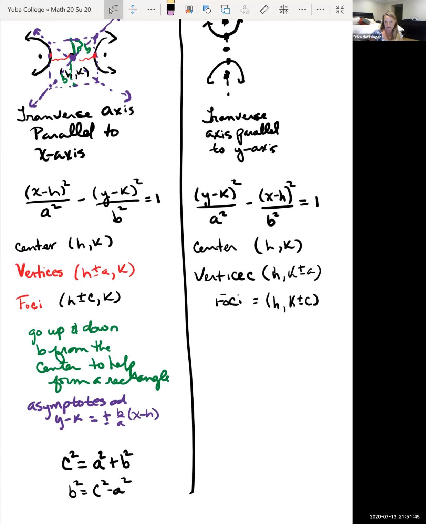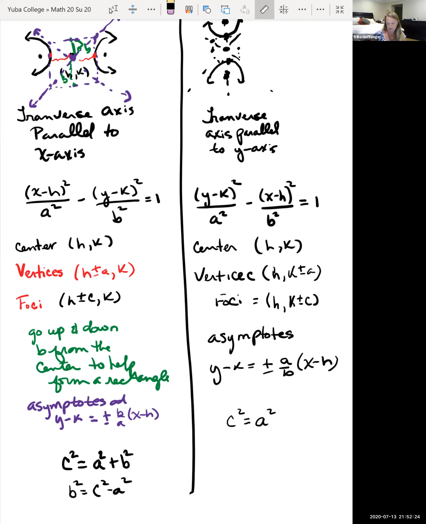We're going to go up and down b to help us form our rectangle, which then will help us form our asymptotes. And so asymptotes, it's y minus k is equal to plus or minus a over b, all times x minus h. And again, c squared is equal to a squared plus b squared, or b squared is c squared minus a squared.